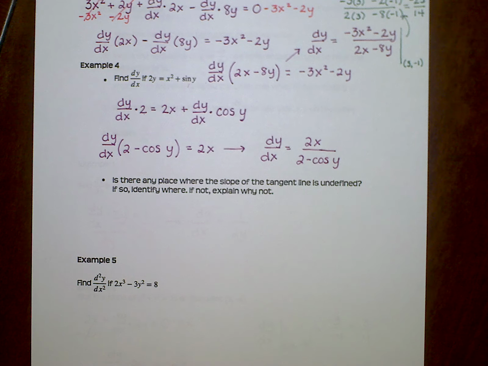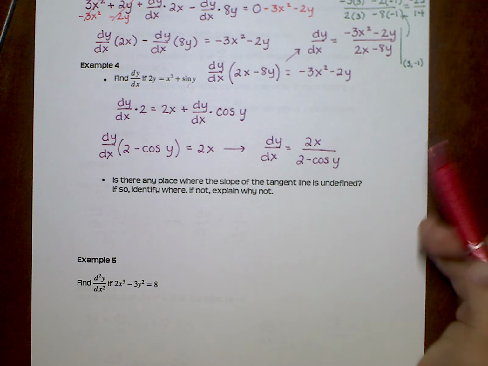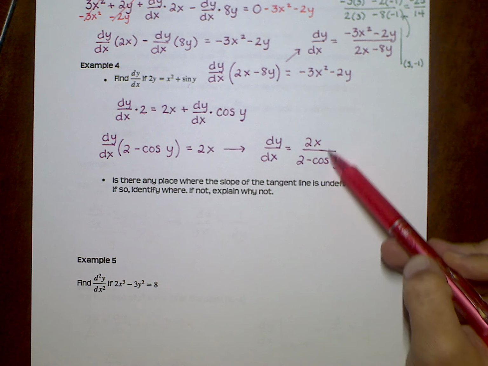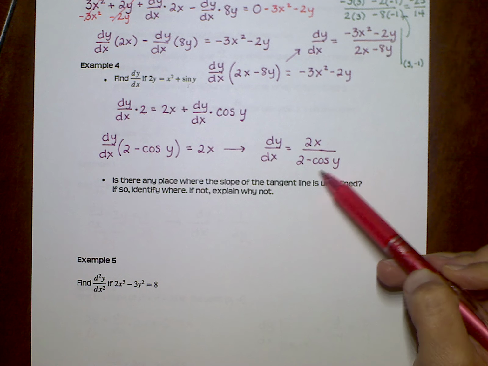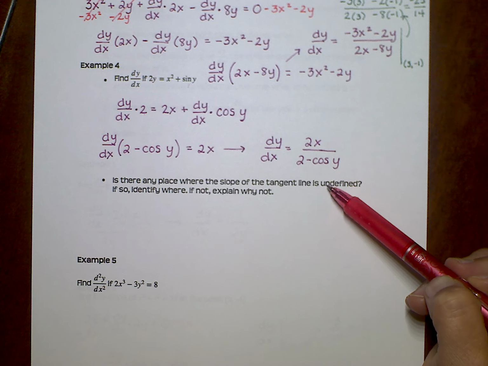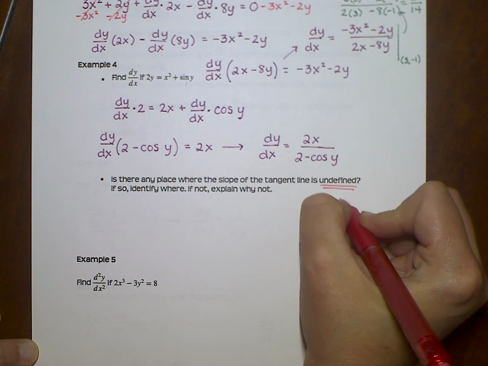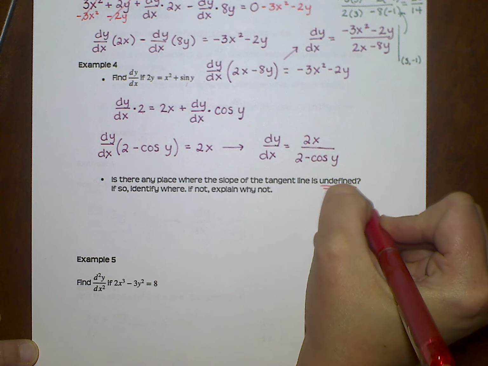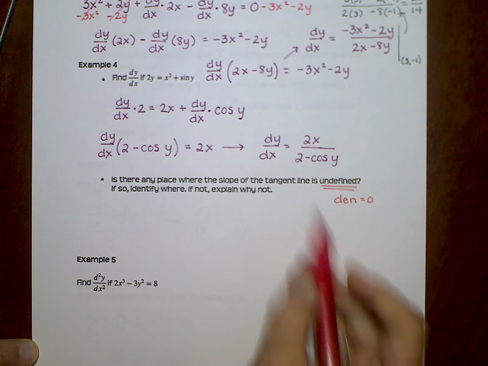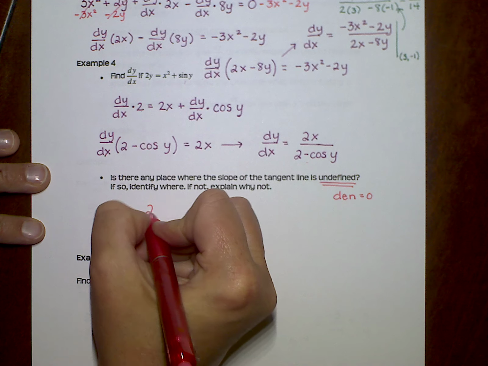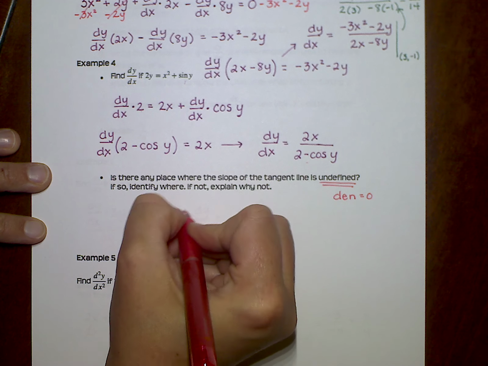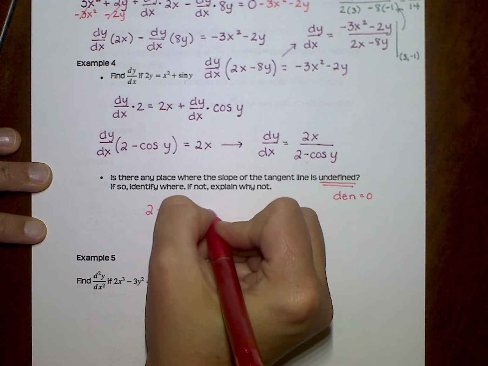The next question says, is there any place where the slope of the tangent line is undefined? If so, identify where. If not, explain why not. So this represents the slope of my tangent line, and what I want to know is there any way for this thing to be undefined? Well, undefined typically means we've got a denominator equal to 0, right? So I want to ask myself, can I make this 2 minus cosine y equal to 0?